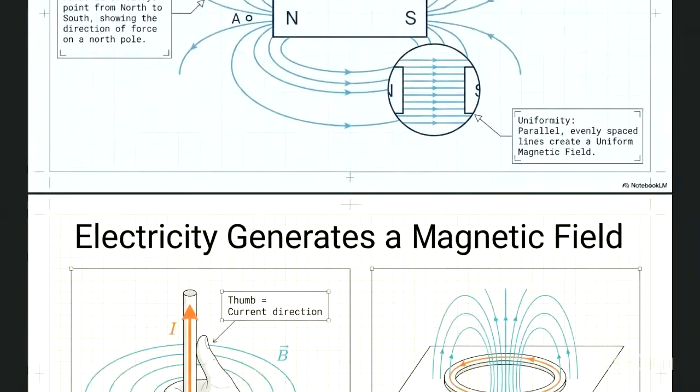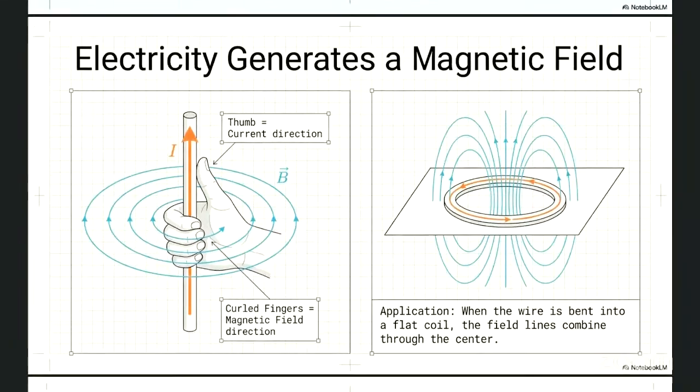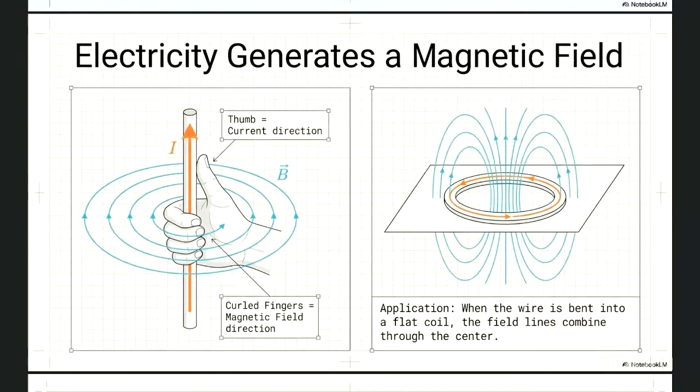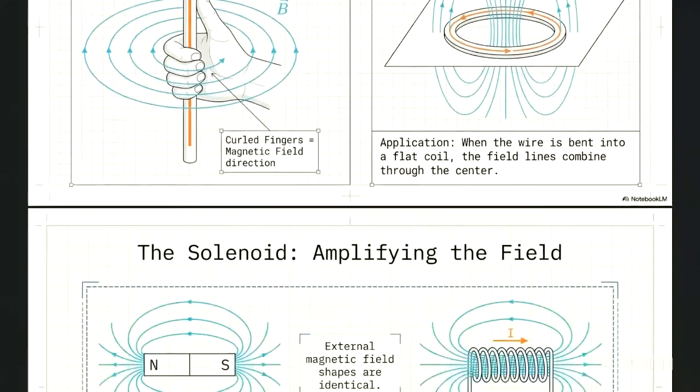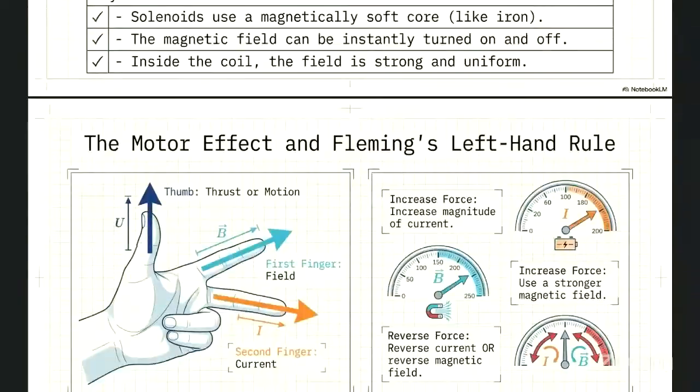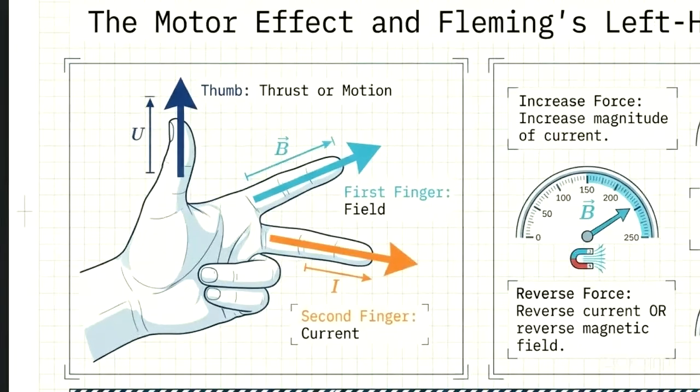Then we discussed how electricity is generated when there's a magnetic field. We use the right hand screw rule here. The only changing factors are the current, the direction of the current, and the magnetic field, where we use capital B for the magnetic field. You can go through these notes, and we discussed solenoids as well. Then we discussed Fleming's left-hand rule, how to use it, and a few applications.